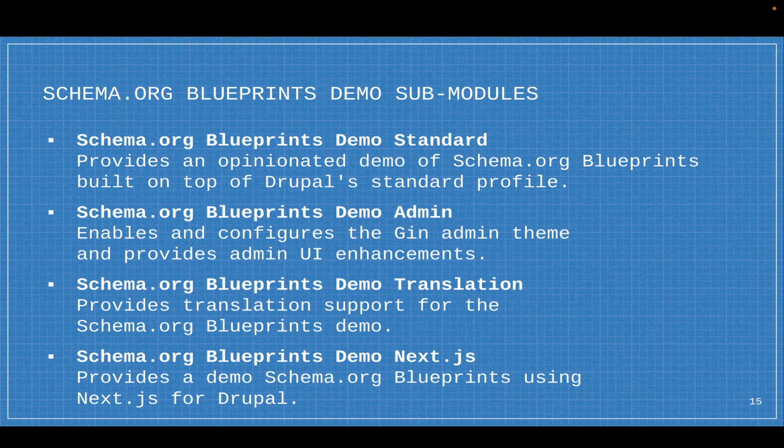An admin module enables the Gin admin theme and provides admin UI enhancements. The translation module just enables translation for the Blueprints demo. And the Next.js module, which I'm not going to get into, starts to implement Next.js support for the schema.org Blueprints module.